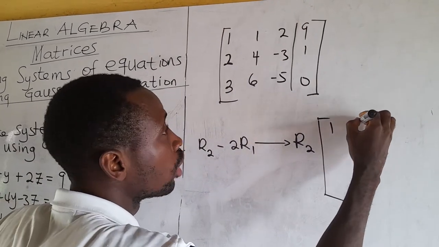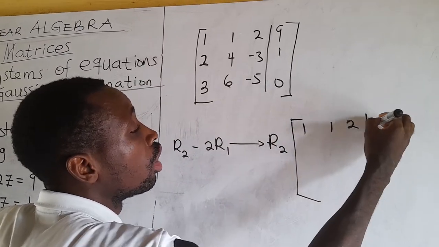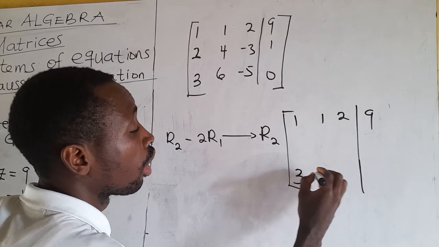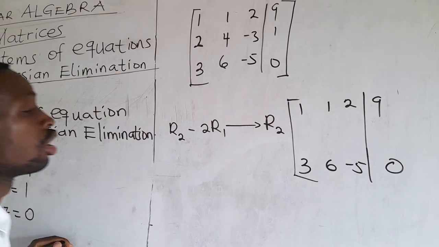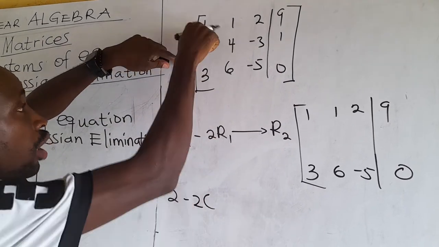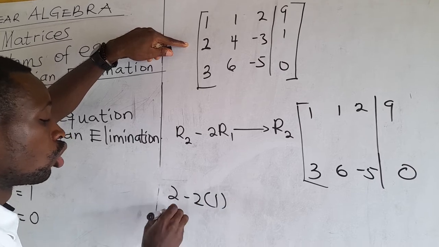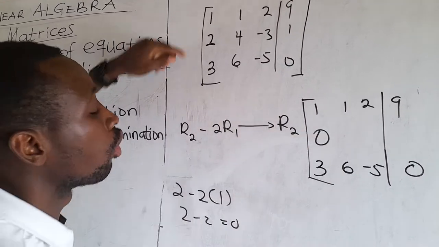So let's repeat those ones. 1, 1, 2, then 9, then 3, 6, negative 5, then 0. Only the middle ones. So let's see. Our R2 is 2 minus 2 times R1, which here is 1. So 2 times 1 is 2. 2 minus 2 is 0. So we make it 0.